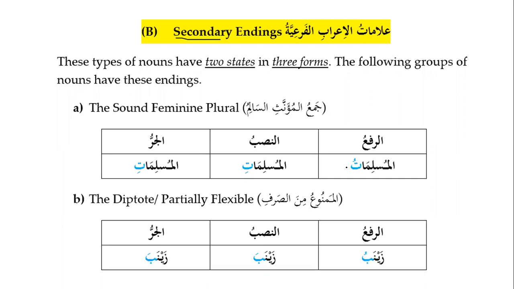Okay, what is the difference between the primary endings and the secondary endings? In the primary endings, we have three forms and three states. But here we have two states and three forms. The forms will never change. They are always three, but they have two states. How? The sound feminine plural, jam'ul mu'annithi as-salimu: al-muslimatu, al-muslimati, al-muslimati. How many states are there? Two states. What are those? Dhamma, kasra, and kasra. So the sound feminine plural, when it is in the position of nasb and jar, will take kasra.